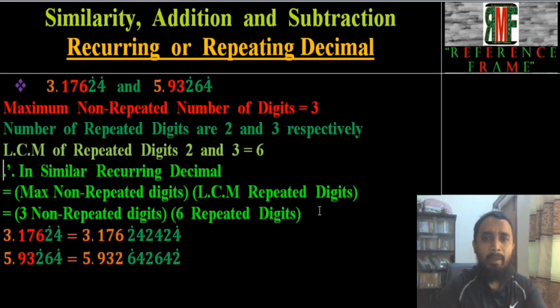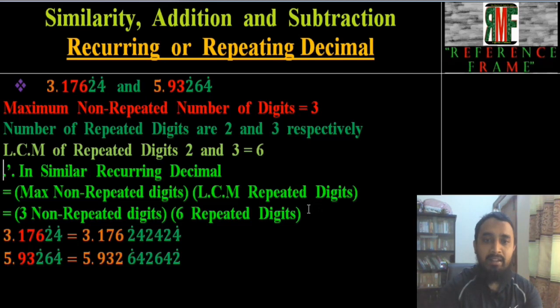Okay, so now we need to add them. So for adding or subtracting, we must, I repeat, for adding and subtracting, we must convert all of the given recurring or repeating decimals into similar recurring decimals. Otherwise our problem will go wrong here.